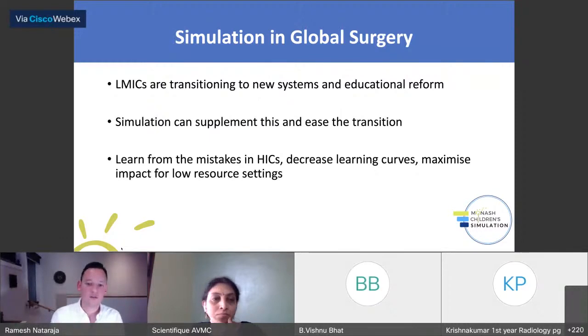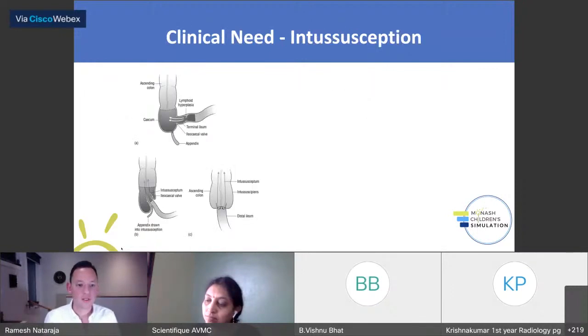And so why do we do global surgery? Global surgery, as I'm sure many of you are aware, is that essentially low resource settings are transitioning to new systems. There's educational reform, and simulation can supplement this, but they can also learn from the mistakes in high-income countries. So in England, when we first introduced lap cholecystectomies, there was a much higher rate of common bile duct injuries. Was that because the surgeons weren't good? No, it's because they weren't trained on the new equipment. So we can help people decrease the learning curves and learn from our mistakes, which we made for laparoscopy.